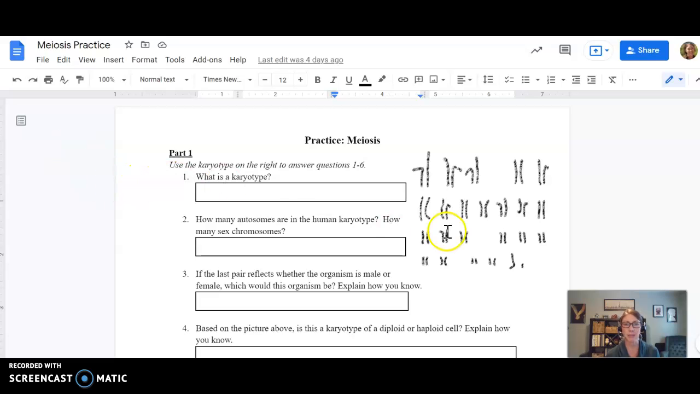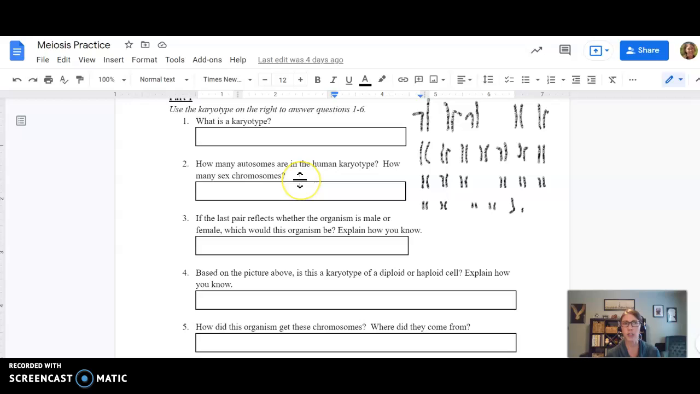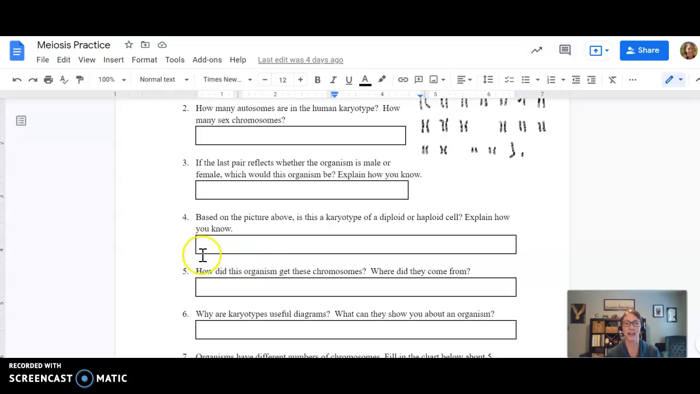So part one is simply looking at what you know about a karyotype and using this karyotype here to answer questions 1 through 6. Some of it is just background knowledge, telling me what you understand. Other parts of it are actually reading the genes here and answering the questions based on that. So that's pretty self-explanatory, but if you get stuck, especially on some vocab, you have the Quizlet to help you and you can ask me questions.